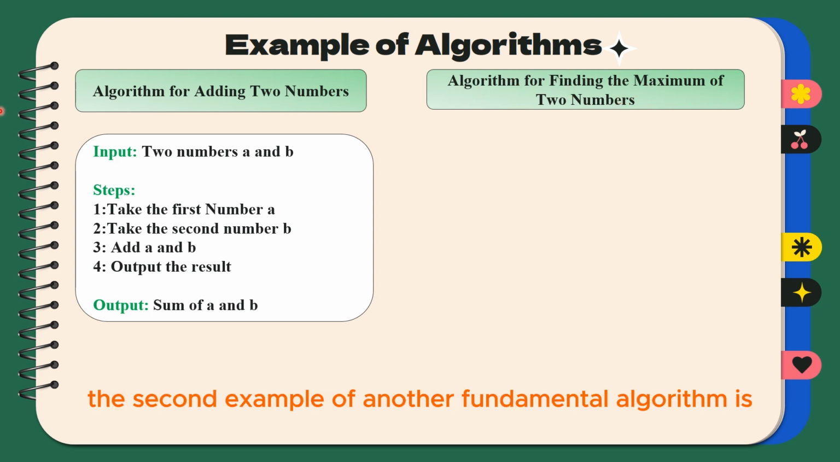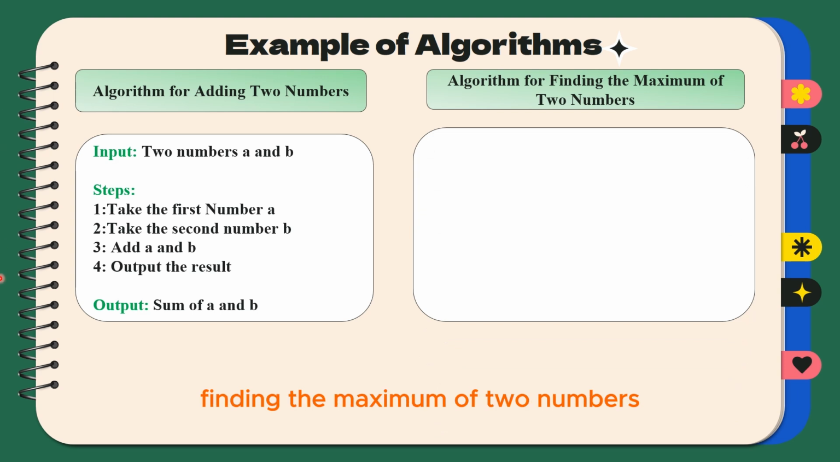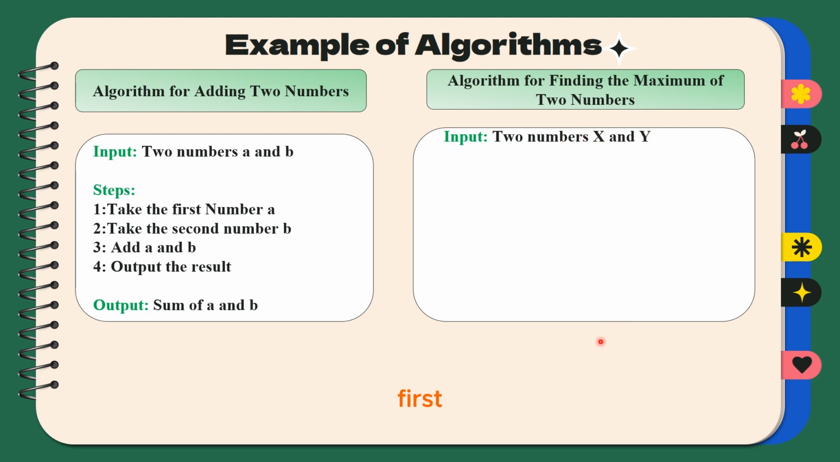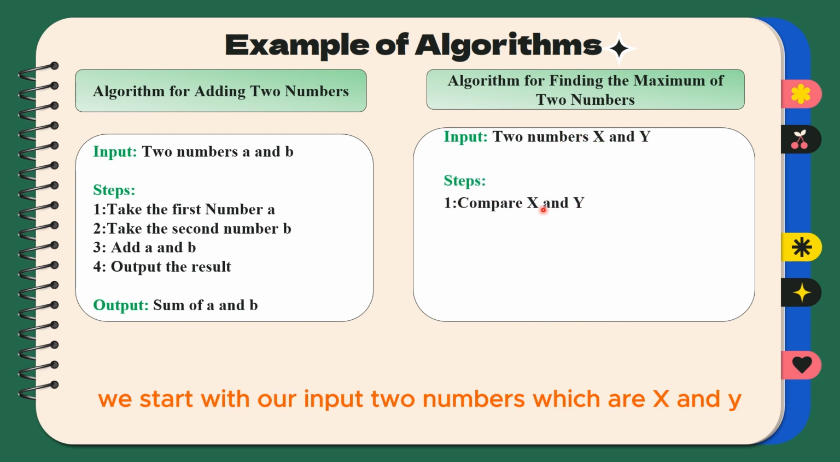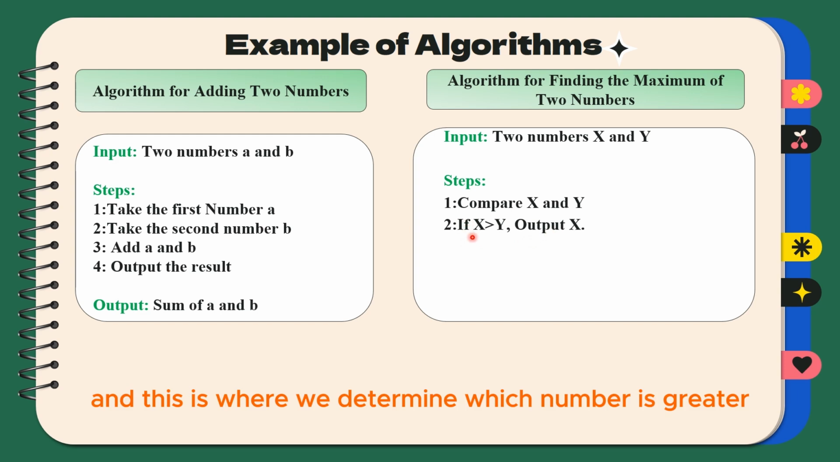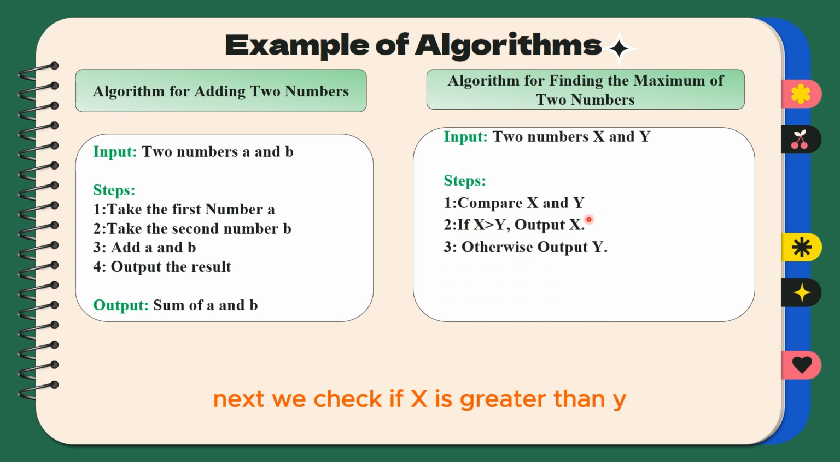So, this algorithm clearly outlines a step-by-step procedure for adding two numbers. The second example of another fundamental algorithm is finding the maximum of two numbers. This algorithm is essential for determining which of two values is larger. First, we start with our input, two numbers, which are x and y. The first step is to compare x and y, and this is where we determine which number is greater. Next, we check if x is greater than y. If so, we will output x. This means x is the larger number.